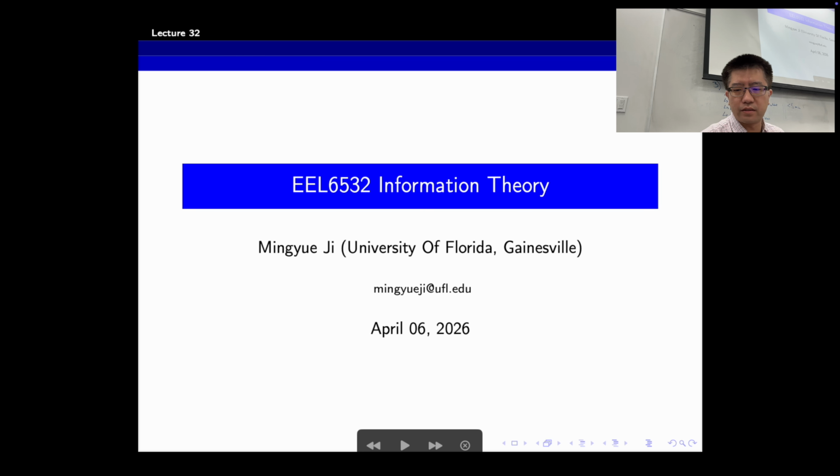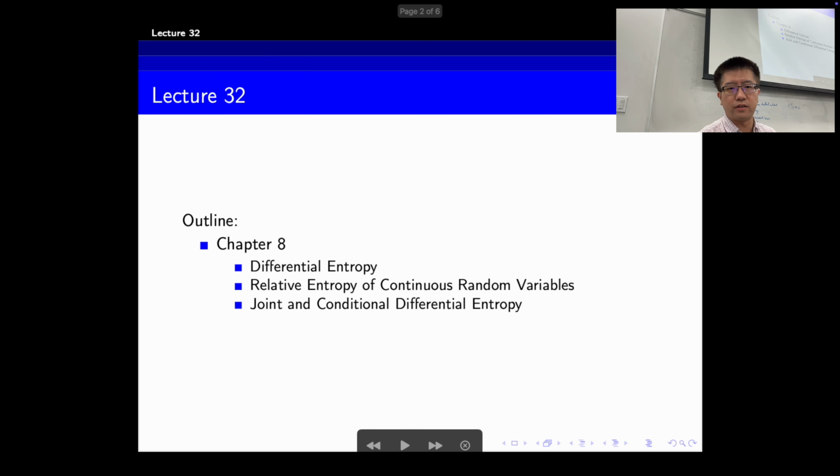Okay, so let's see what we covered in our last lecture. In our last lecture, we started talking about chapter 8, right? Hopefully we can finish it today. In chapter 8, we mainly focus on the differential entropy and also all the relative information theoretic quantities. We first talk about the differential entropy, and then the relative entropy, the joint entropy, and the conditional entropy, right?